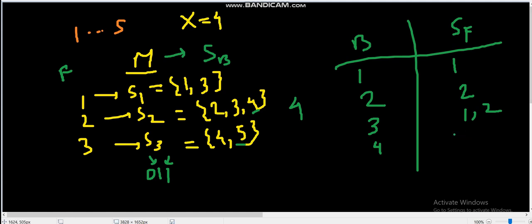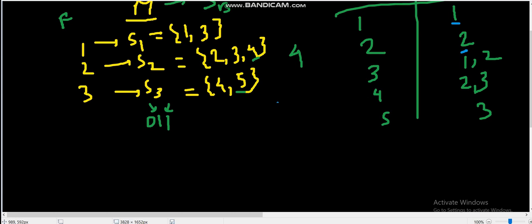So this will be 2 and 3. And similarly the fifth bottle will be given to the third friend only. So now this is the observation you have to make. The observation is that any two SF should not be equal. Why? What we are saying is that SF of I should not be equal to SF of J. Why?